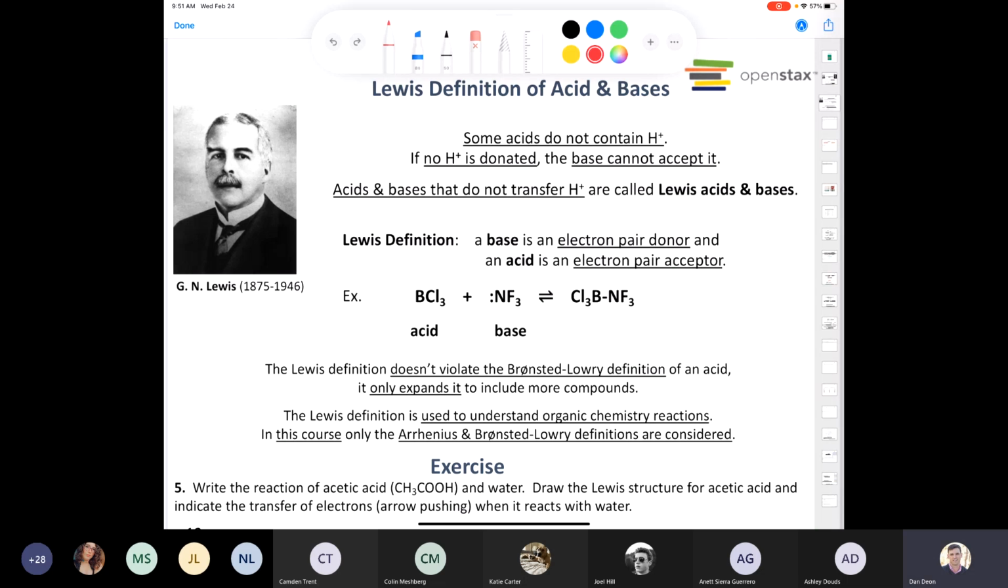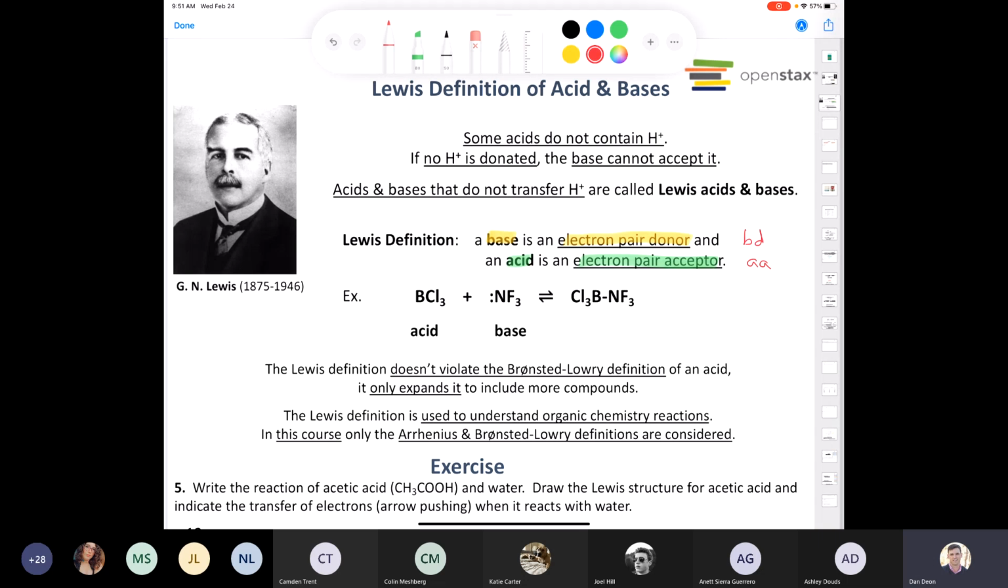Okay, the definition is right here. A Lewis base is an electron pair donor, and a Lewis acid is an electron pair acceptor. Okay, you have to know that definition: a Lewis base and a Lewis acid. The way I remember it is like this: an acid is an acceptor, and a base is a donor. That's kind of the way that I remember it.